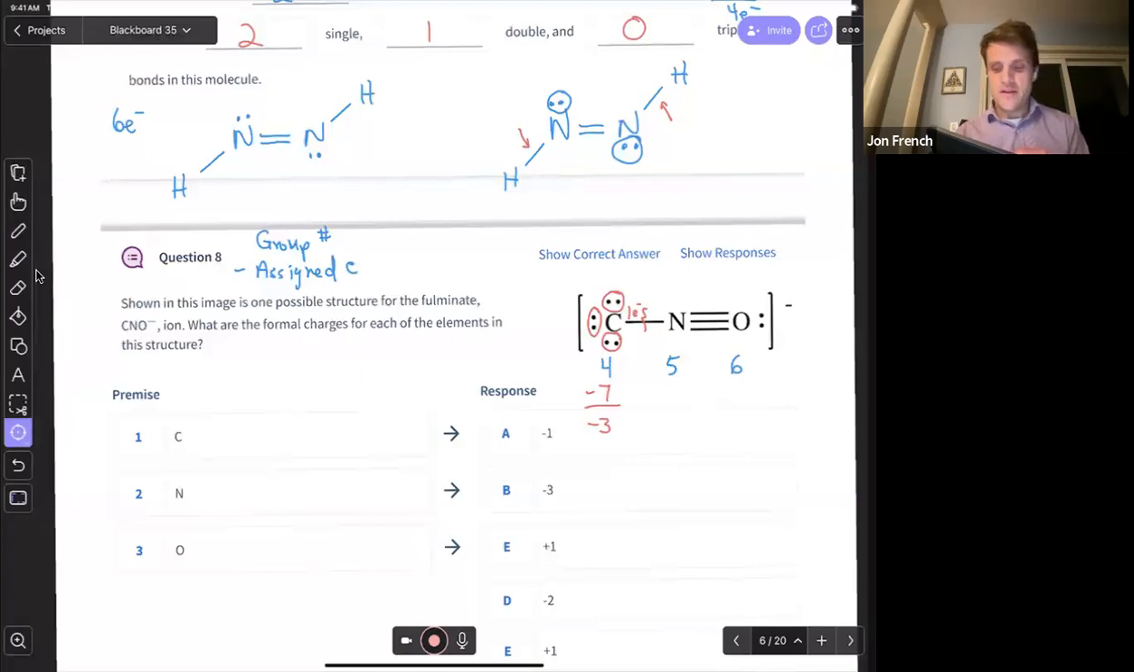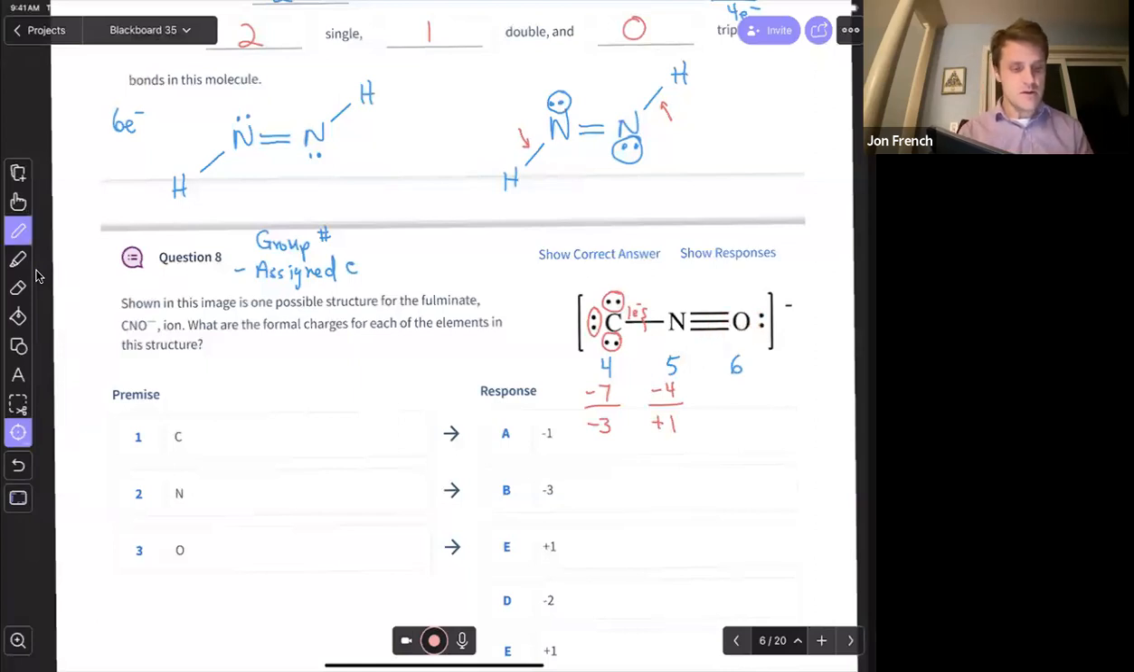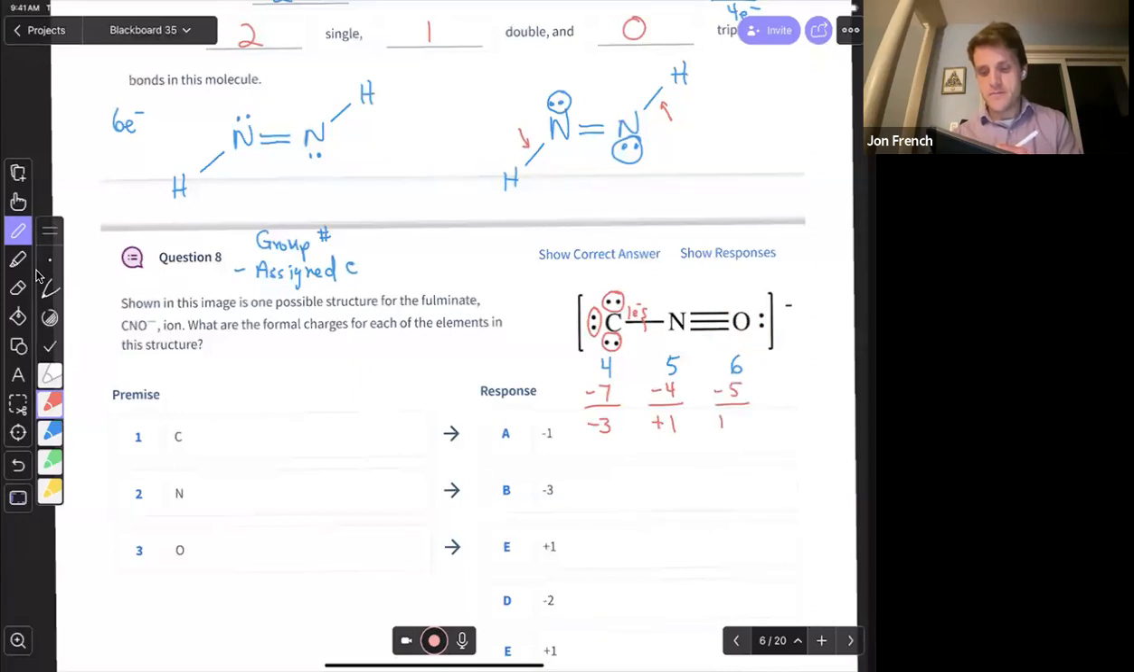Nitrogen is group 5, and it's got 1, 2, 3, 4 electrons assigned to it because we're going to count 1 electron for each bond. So 5 - 4 is +1. Oxygen is group 6, and this oxygen has 1, 2, 3, 4, 5 electrons assigned to it. So 6 - 5, a +1 on that oxygen. So our total charge ends up being -1, because this cancels out one of the -3, and that cancels out one more of the minus charges, leaving us with an overall charge of -1.